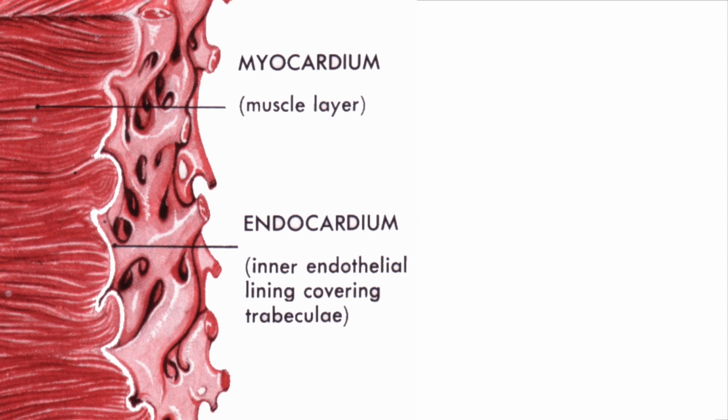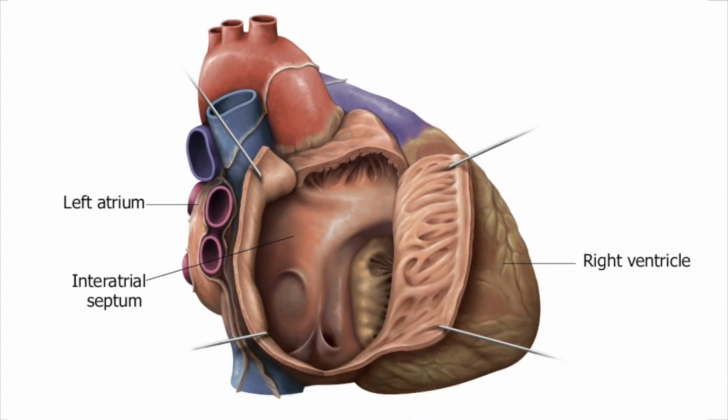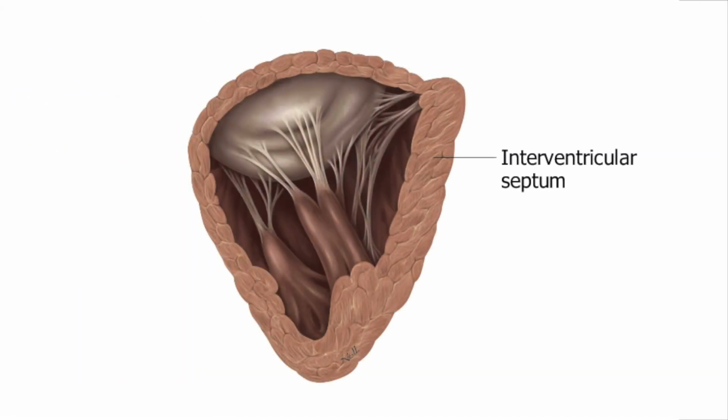The heart is divided into 4 chambers. The top 2 are called atria, and the bottom 2 are called ventricles. The structure that partitions the 2 atria is called the interatrial septum. The myocardial tissue that partitions the 2 ventricles is called the interventricular septum.